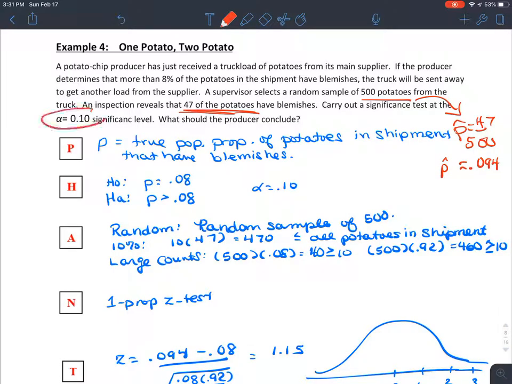Okay, they're asking us this time to carry a significance test out at an alpha level of 0.10. So what this means is since we have a higher significance level, our p-value doesn't have to be as small. Okay, what should be our proper conclusion?